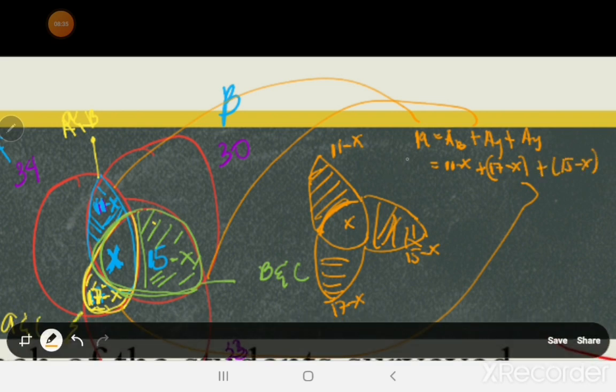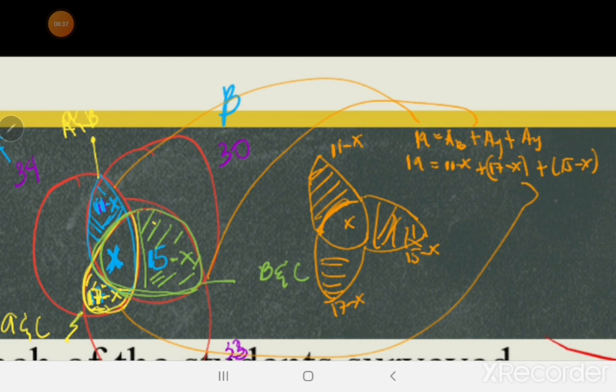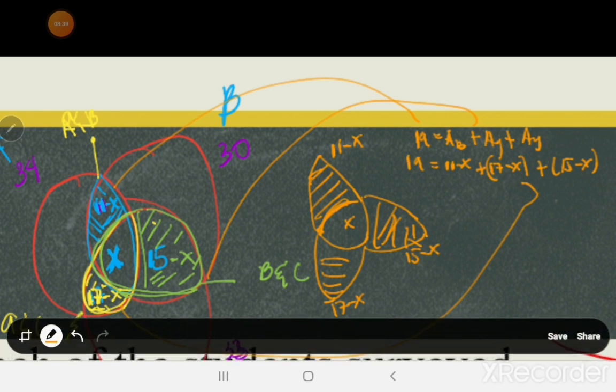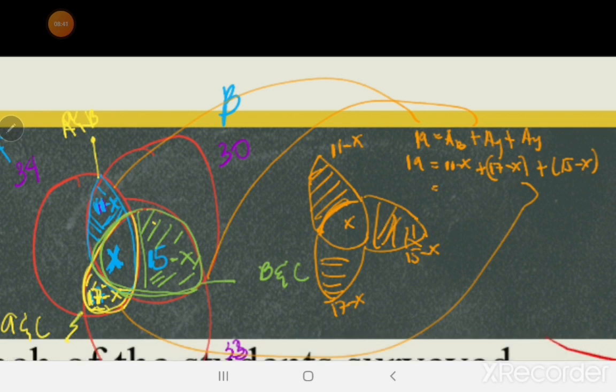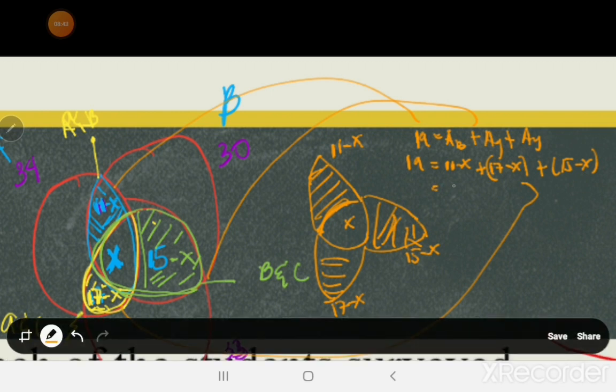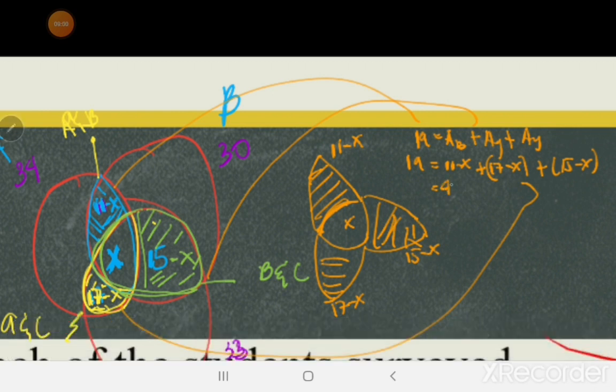Tama? Finding for the value of X, we have 11 plus 17 plus 15 is equal to 26 plus 17 is equal to 43. Tama ba? Pag hindi ka naniniwala, gamitin yung calculator nyo. Okay, paki-open yung calculator. So, 17 plus 15 is 32 plus 11 is equal to 43. Tama? 43.